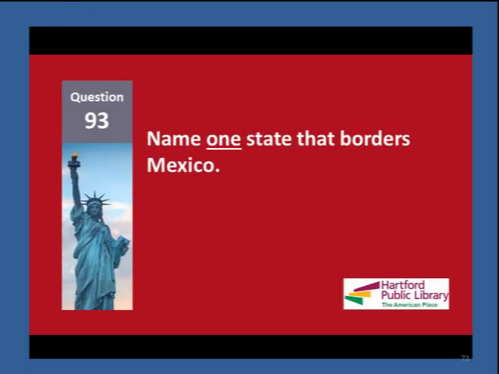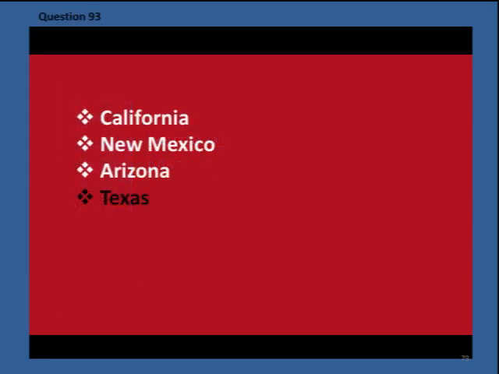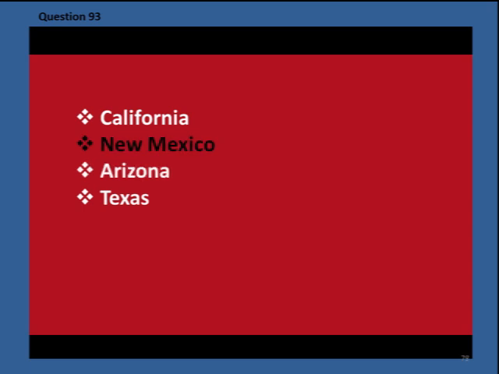Question 93. Name one state that borders Mexico. Texas. Texas is one state that borders Mexico. The 4 states that border Mexico are California, Arizona, New Mexico, and Texas.